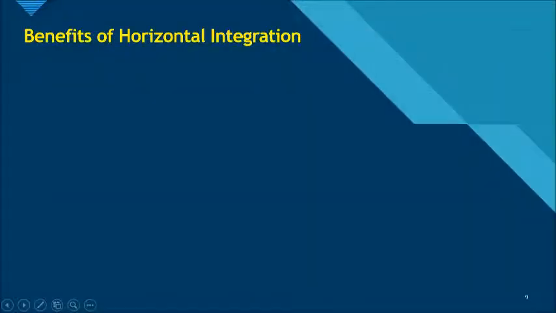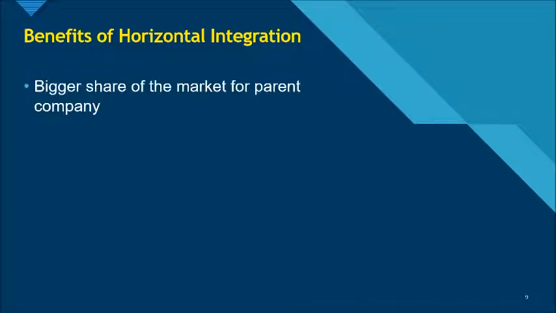So potential benefits of horizontal integration. Well, the main benefit is that it gives a bigger share of the market for the parent company or the conglomerate. So Disney, for example, will have a much bigger share of the film market because different people are using different companies that they own. So you might go and see a Marvel film and not be interested in Star Wars films and vice versa, but they don't really mind because they still get your custom.